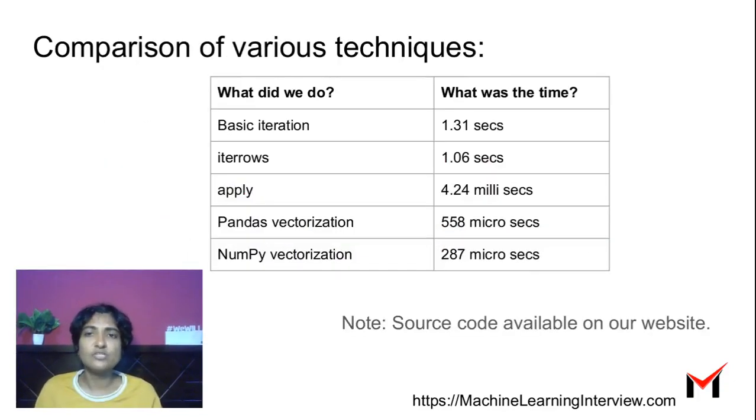So what did we do? First we did basic iteration over every row, and we took the column index and we actually updated the value. That took 1.31 seconds. Then we did iterrows to iterate, and that was like 1.06 seconds, almost a 20% improvement. Then we did an apply, which automatically applied an operation to every row of the particular column, and that was significantly faster, at 4.24 milliseconds. Then we did Pandas vectorization, which was 558 microseconds, and then we did NumPy vectorization, where we converted the column into a NumPy vector and then did an operation directly on it, and that was 287 microseconds.